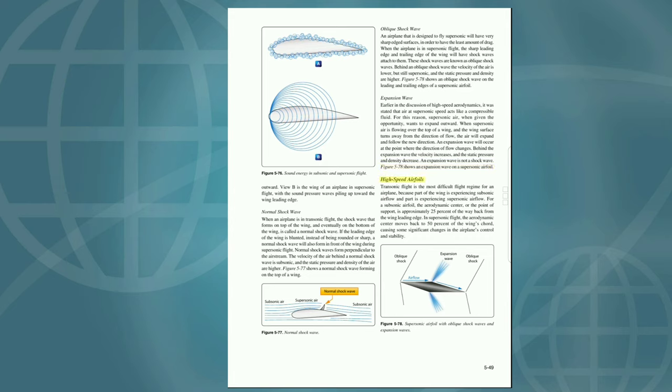High-speed airfoils. Transonic flight is the most difficult flight regime for an airplane, because part of the wing is experiencing subsonic airflow and part is experiencing supersonic airflow. For a subsonic airfoil, the aerodynamic center, or the point of support, is approximately 25% of the way back from the wing leading edge. In supersonic flight, the aerodynamic center moves back to 50% of the wing's chord, causing some significant changes in the airplane's control and stability.